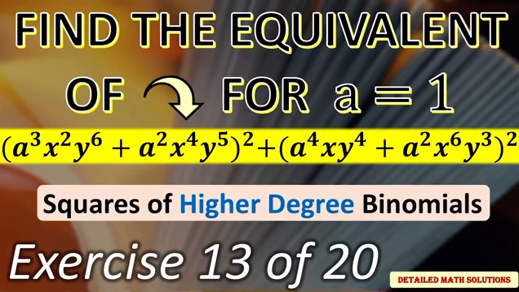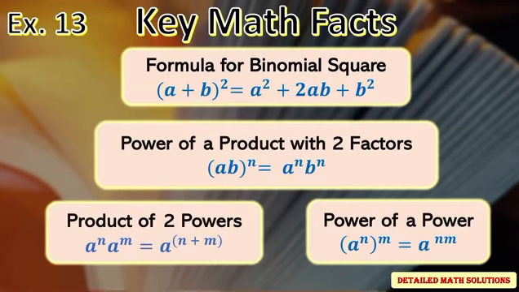In this video, I'm going to write step by step how to find the equivalent polynomial for a equals 1. To solve this exercise, I'm going to use the formula for binomial square and the rules of exponents for power of a product with two factors, product of two powers, and power of a power.